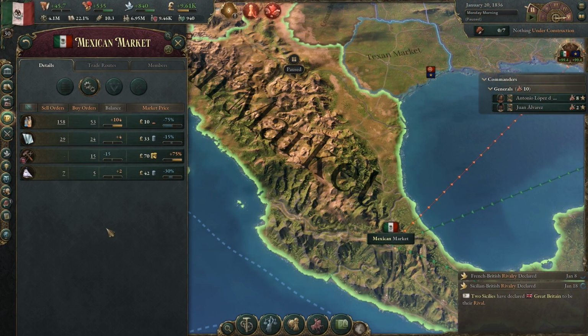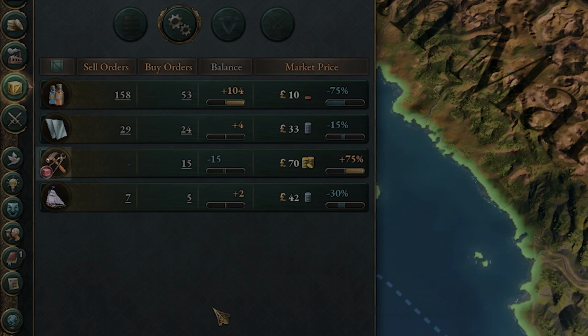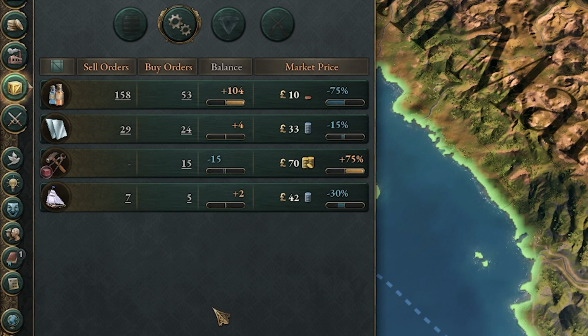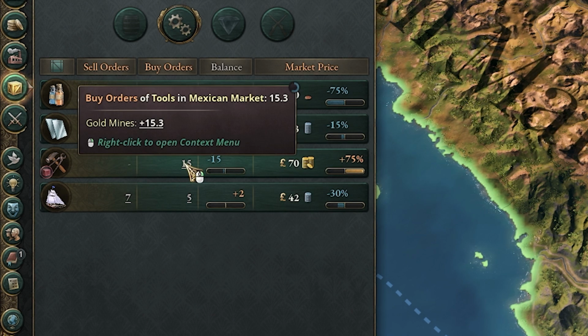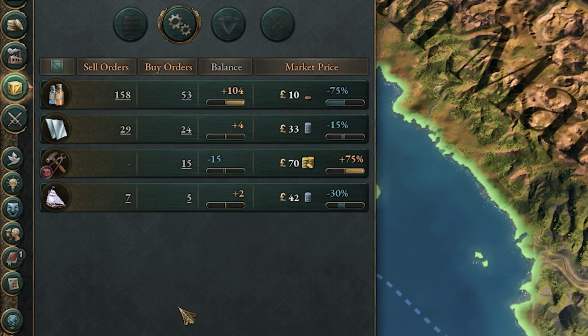A quick indication that something is wrong is a little red box. You can see that by the tools here. We have 15 buy orders and no sell orders. The buy orders are coming from the gold mine. Right now they have no tools, and the price is through the roof. It's 75%. So we know we've got to fix this right away.